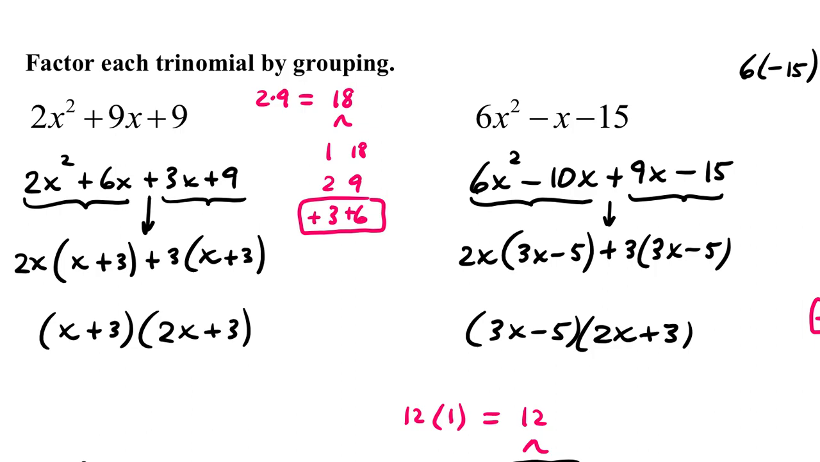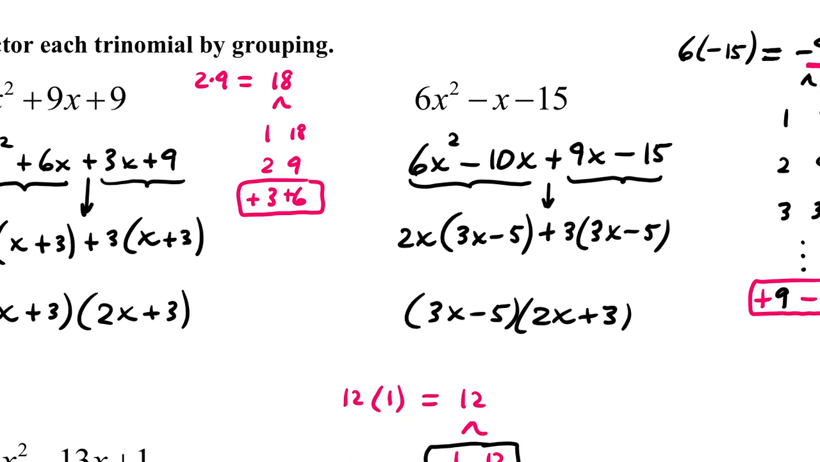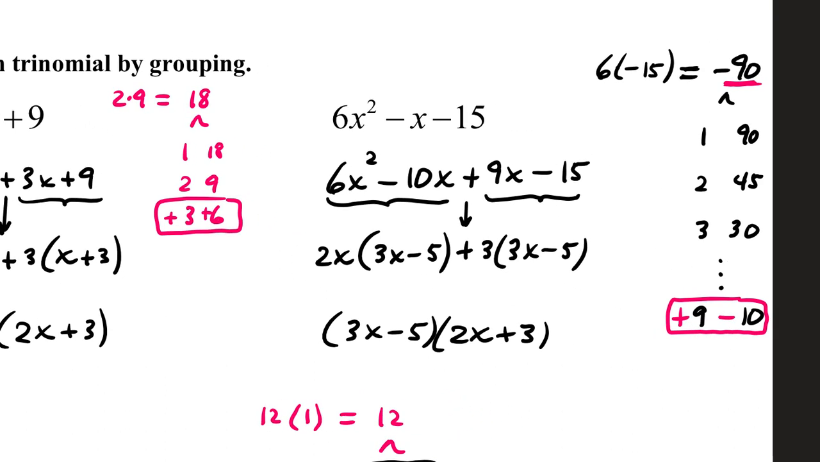The example to your top right, six times negative 15 is negative 90. 90 has factors of 1 times 90, 2 times 45, 3 times 30. It has a whole lot of factors.